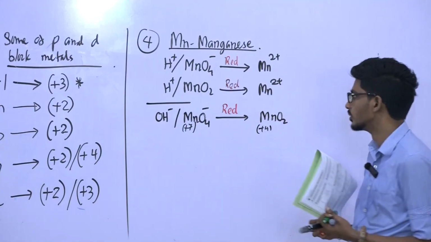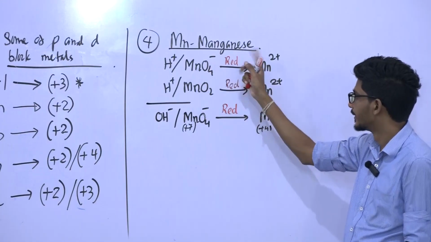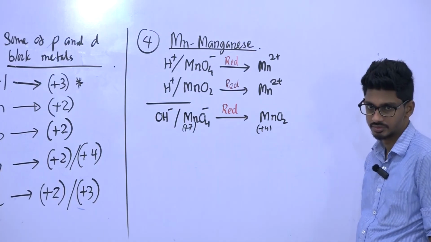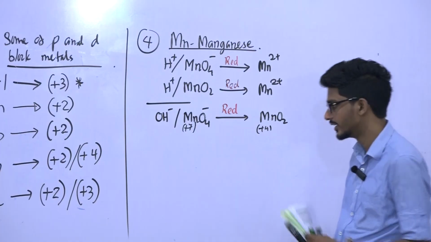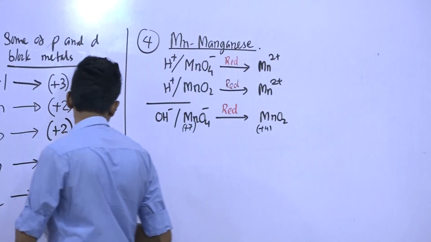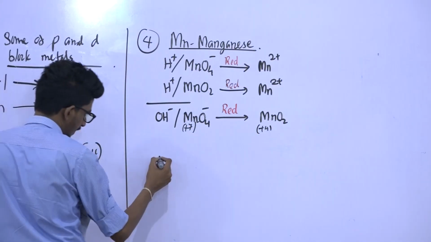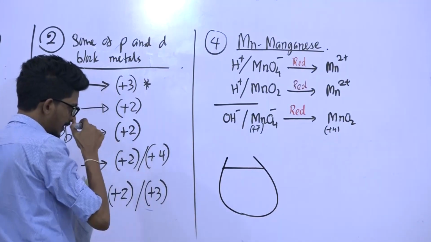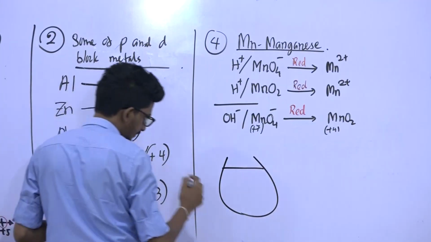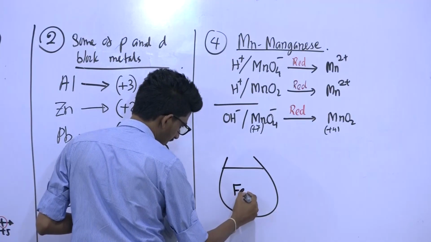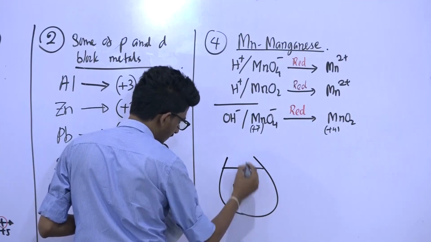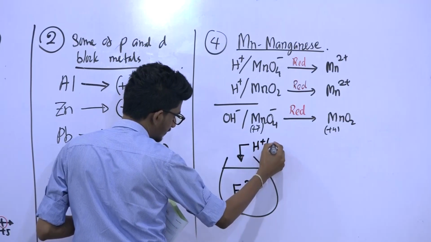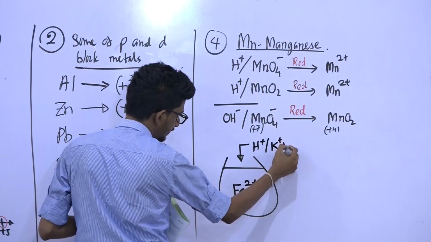In acidic medium it is towards +2, in basic medium it is always towards the +4 MnO2, right? So if you need an example, see this kind of stuff. You are dealing with some Fe2+, and from the top you are adding acidic medium KMnO4.